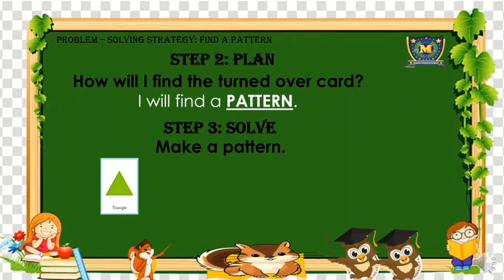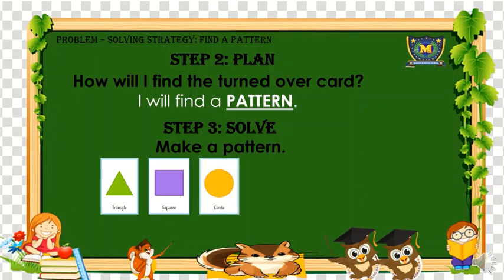So, let's make a pattern out of a shape. So, we have here a card of a triangle, a card of a square, and a card of a circle. Now, these 3 cards now is our pattern unit. So, our pattern unit has three cards. So, let's add another card that follows our pattern unit.